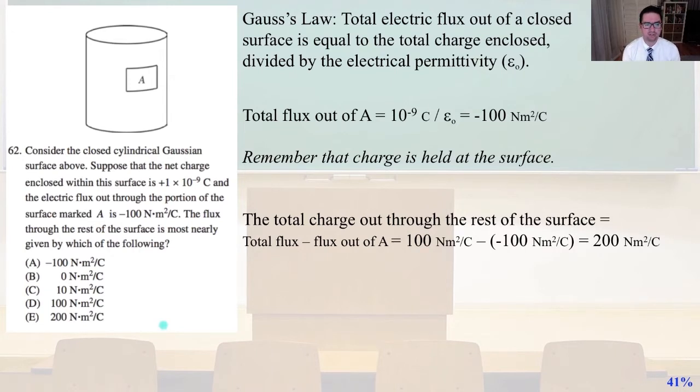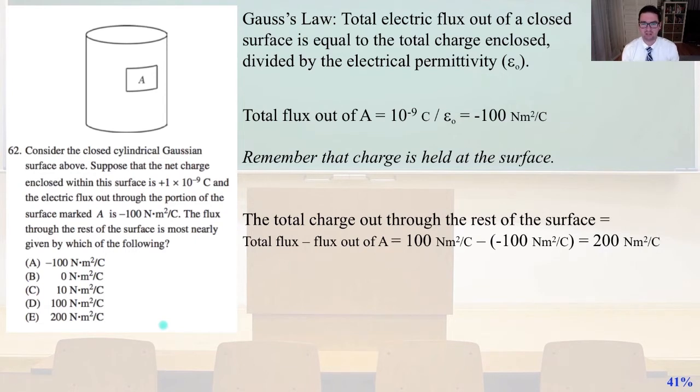Number 62, consider the closed cylindrical Gaussian surface above. Suppose that the net charge enclosed within the surface is 1 times 10 to the negative 9 coulomb, and the electric flux out through the portion of the surface marked A is negative 100 newton meters squared per coulomb. The flux through the rest of the surface is most nearly given by which of the following?